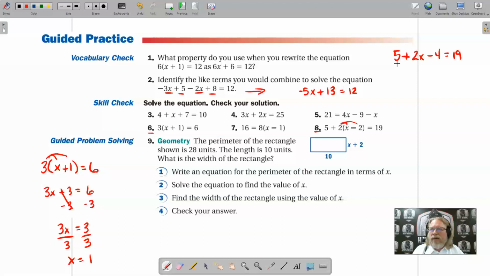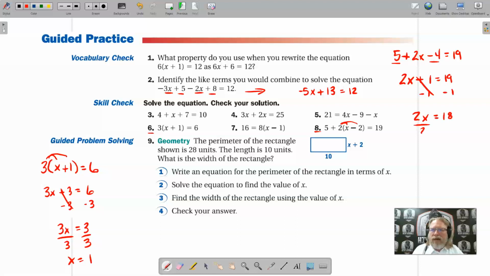We have the 5 and the negative 4 we can combine. So let's bring down that 2x for now. And then 5 and negative 4 together, that's 5 minus 4 equals 1. So that's still a positive 1 equals 19. Now let's subtract 1 from each side. Those will cancel each other out, leaving us with 2x. And 19 minus 1 is 18.